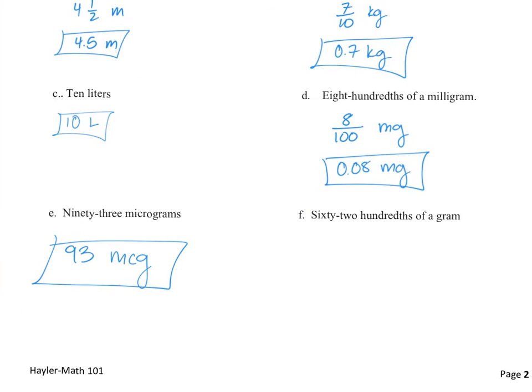Last one, 62/100ths of a gram. Okay, so that's gonna be 62/100ths, and then a gram. The abbreviation for gram was just a lowercase g. We can't leave it like that because we can't have a fraction. So it's gonna be 0.62 g. Remember, we need that 0 in front. And there we go.